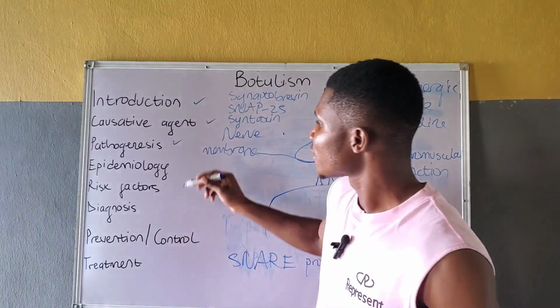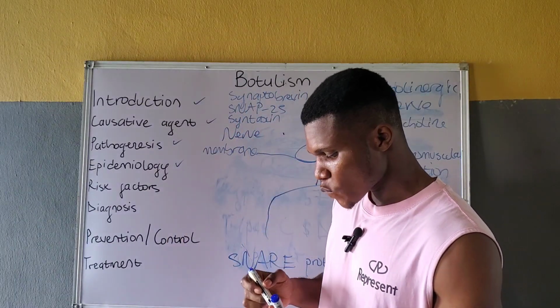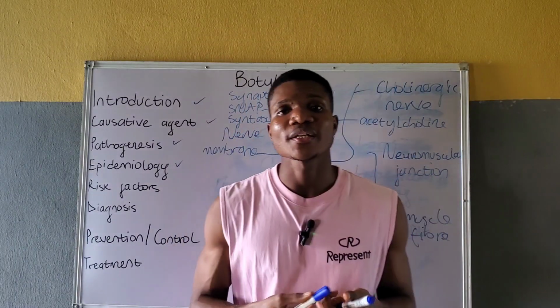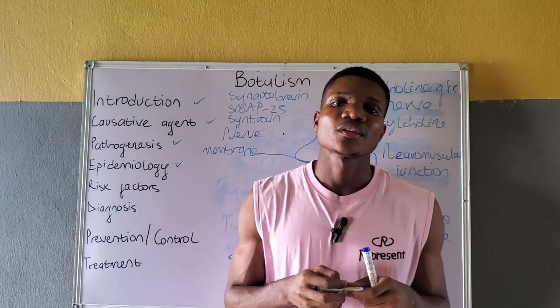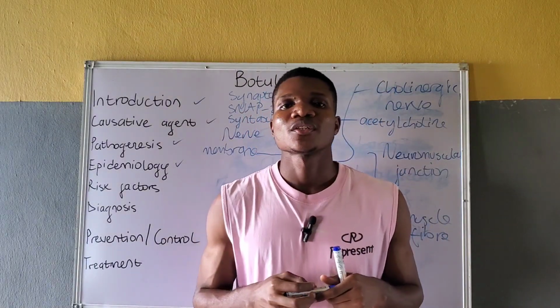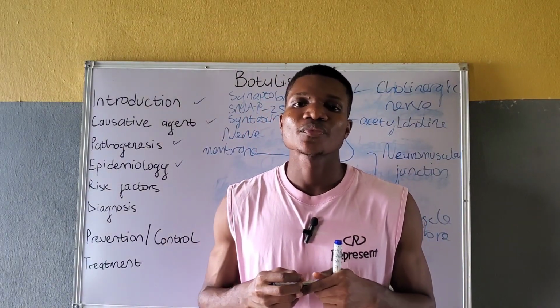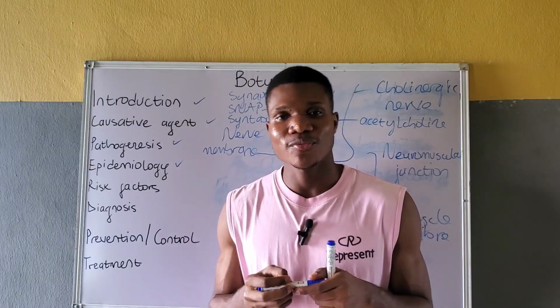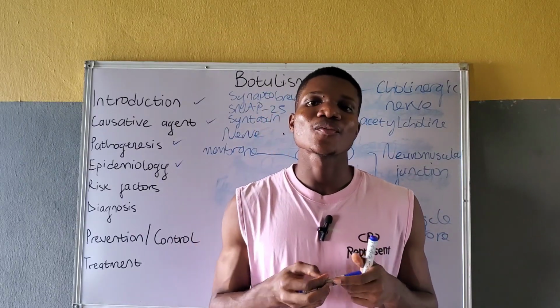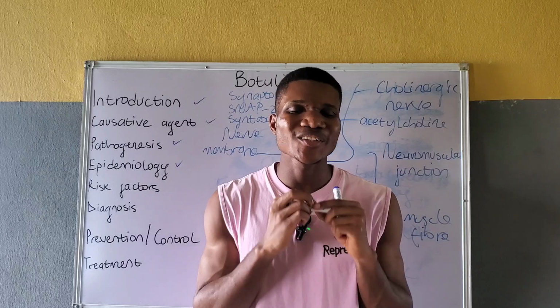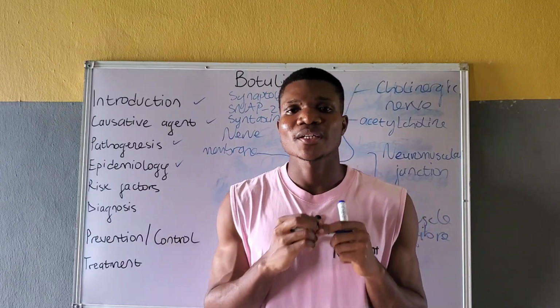Let's talk about the risk factors. Certain risk factors predispose an individual to developing or acquiring botulism. Some of such risk factors include improper home canning of foods, also consumption of preserved foods without adequate heating, very important.